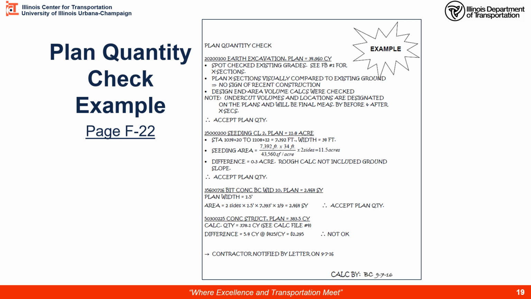We're going to skip down here to the concrete structures. Planned quantity was 383.5 cubic yards. We made a calculation based on the actual dimensions and found out we only needed 378.1 cubic yards. It's a difference of 5.4 cubic yards. Maybe that's not a lot of cubic yards, but at $425 per cubic yard, that was almost a $2,300 overpayment to the contractor. Well, that's not accurate enough. We're not going to accept it, so we struck that one out on our BC 981, and we agreed to the rest.